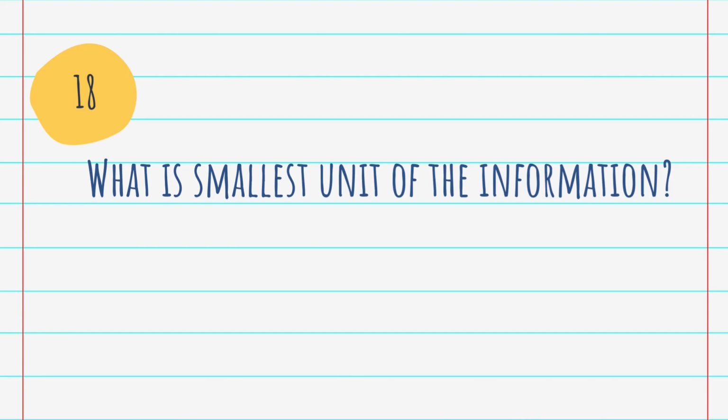Question number 18. What is the smallest unit of the information? And the answer is bit. The smallest unit of the information is a bit. All information is stored in the computer as bits.